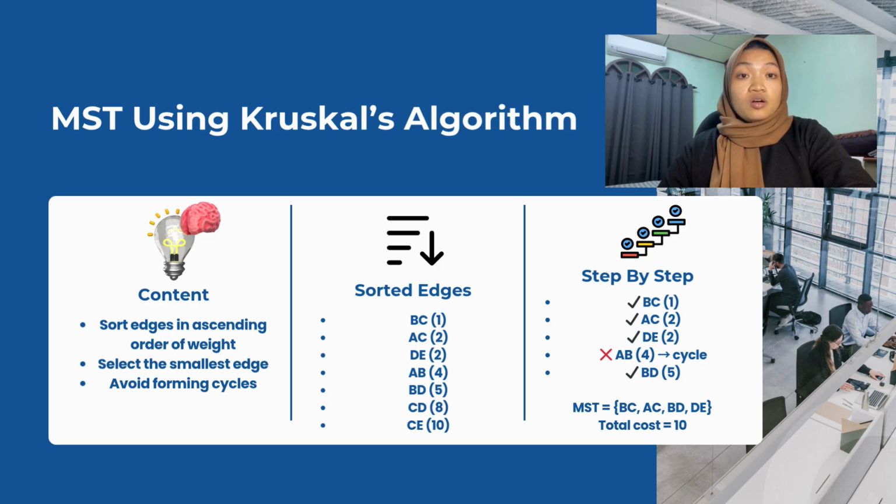We choose BC because it has the smallest weight. Then we choose AC, followed by DE, since both do not form any cycle. After that, AB is rejected because it would create a cycle among A, B, and C. Finally, we choose BD because it connects the two separate components without forming a cycle. Therefore, the final MST is BC, AC, BD, and DE with a total cost of 10.